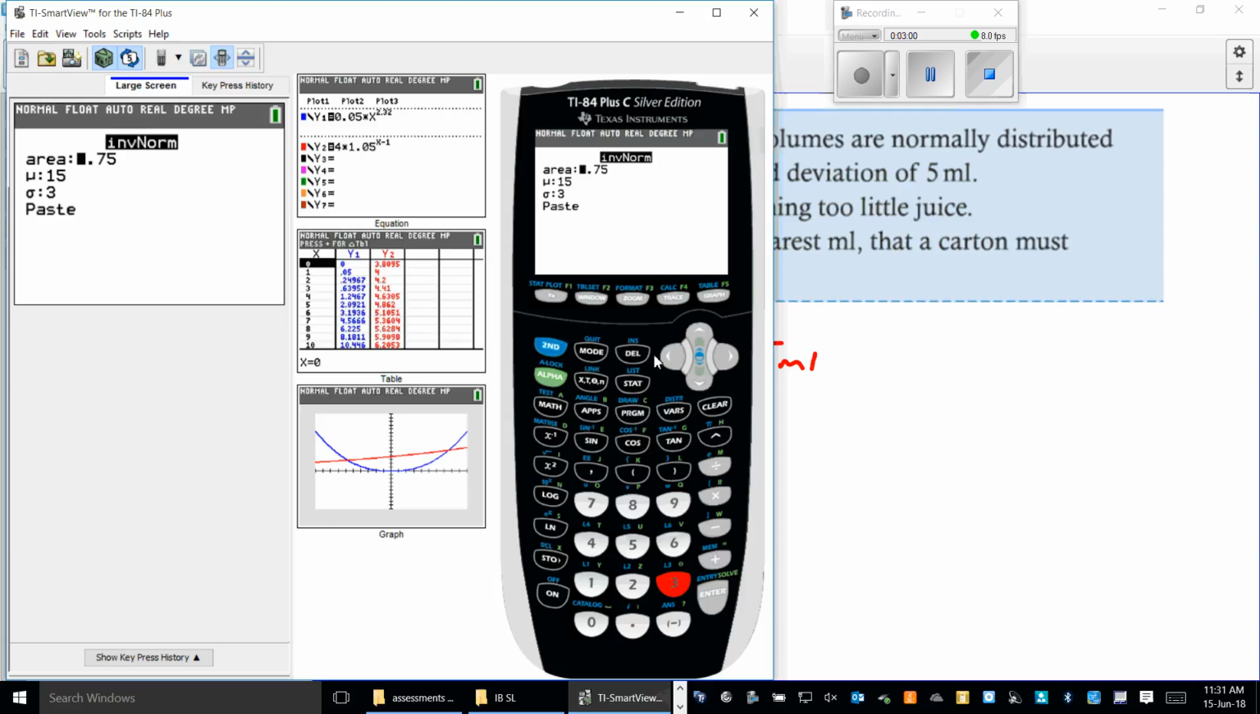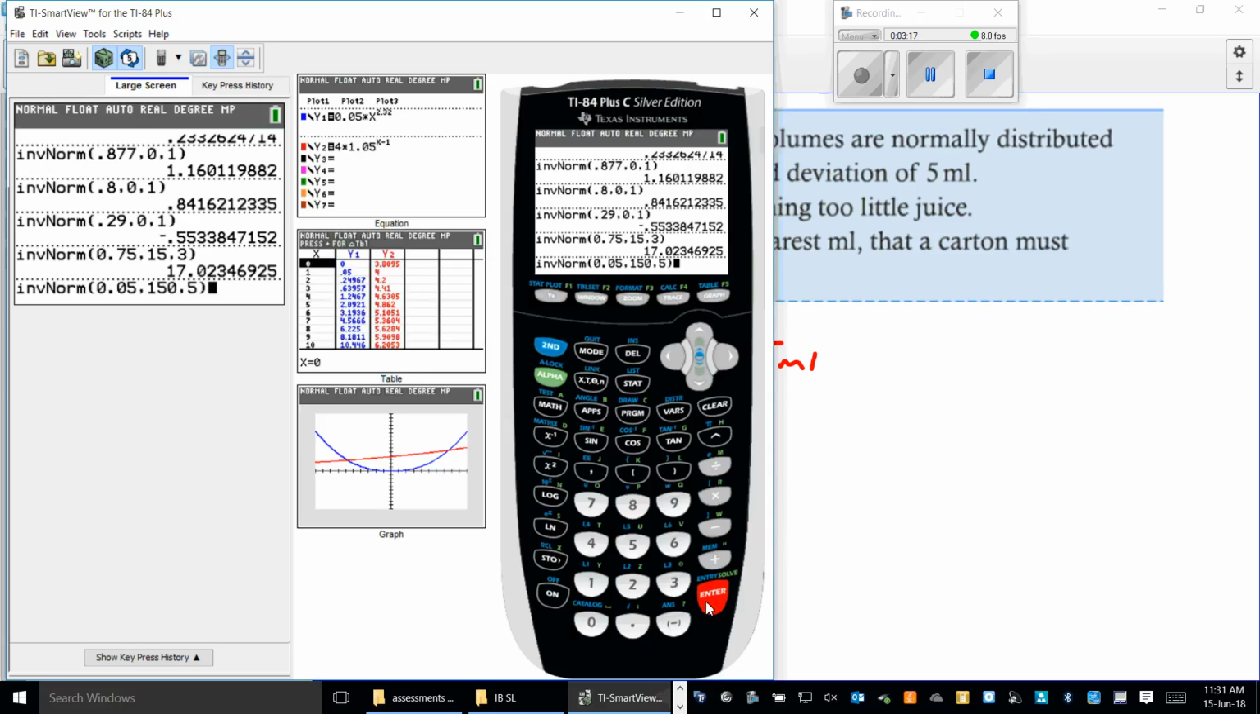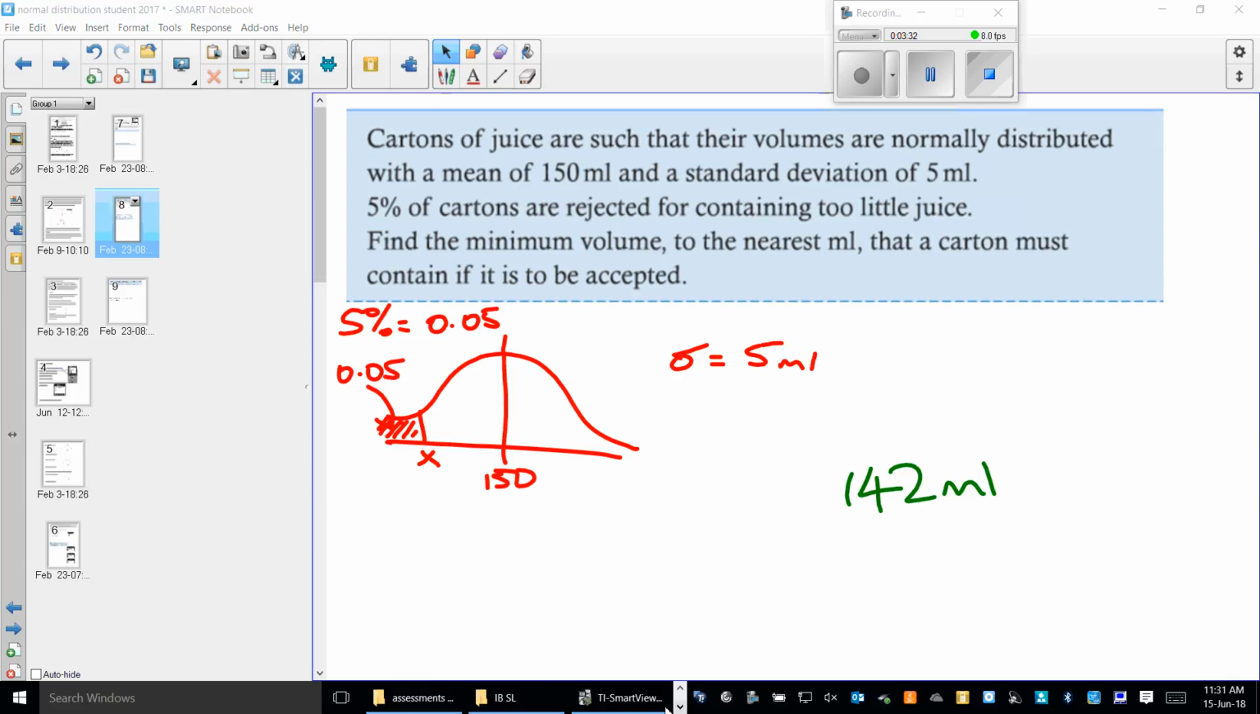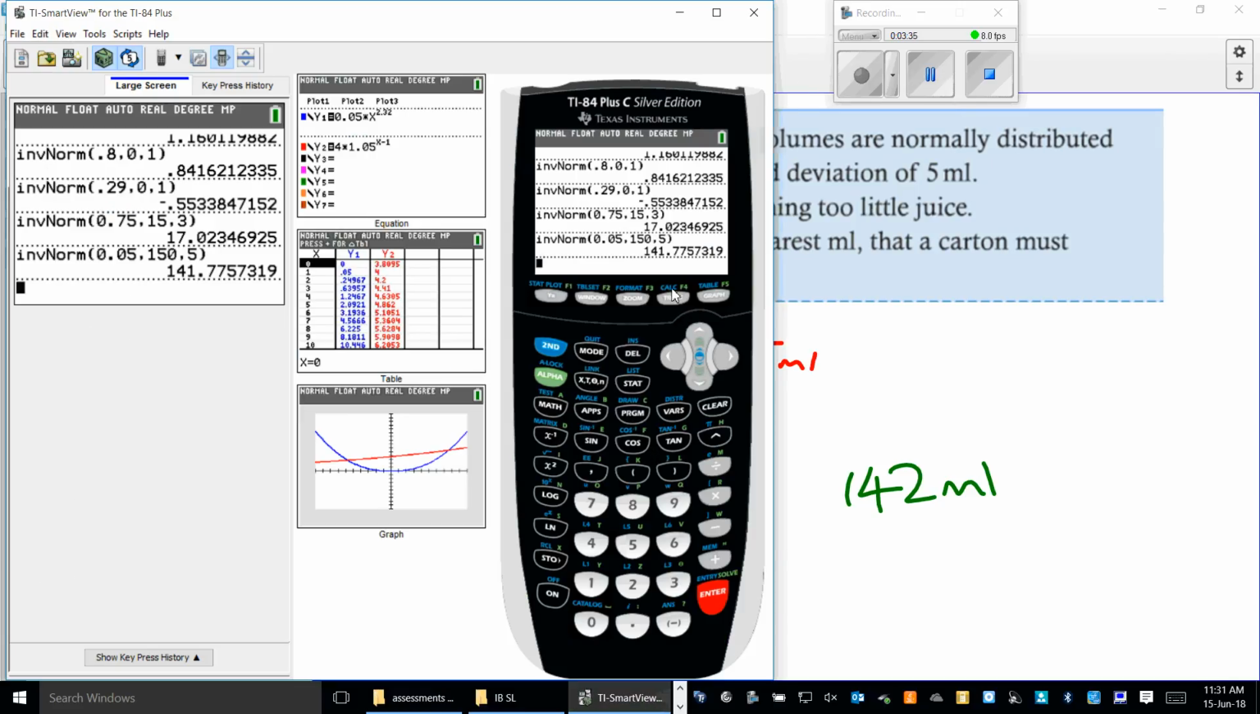All right, so what am I going to do for my area? 0.05. Nice. Sarah is on the ball. Mean 150, and the standard deviation. Wait, that's 150. No, 142. So I got 142 to the nearest mil. Did you get that too? I got 141. Yeah, but to the nearest millilitre. So that's x, the value of x.